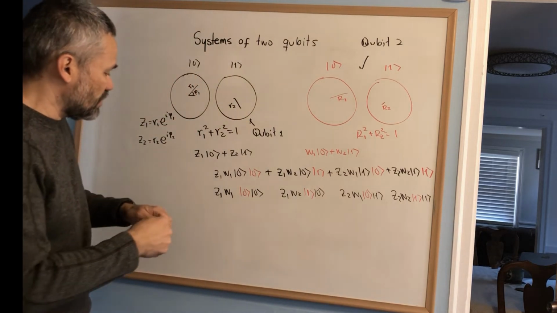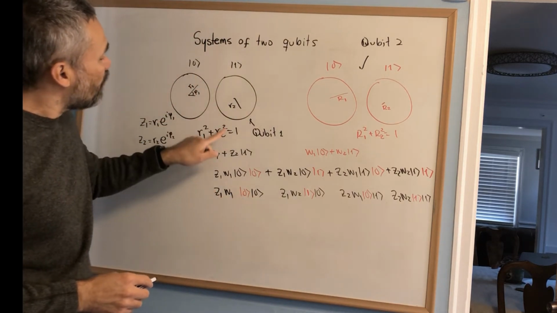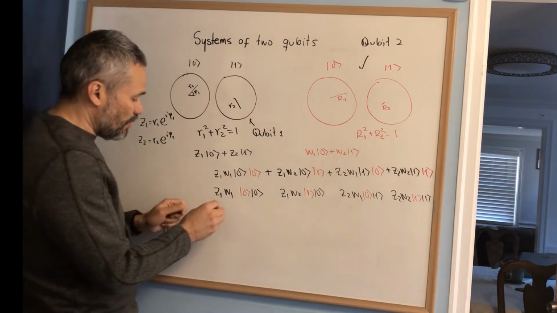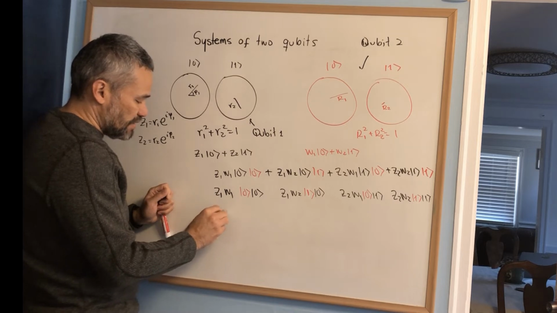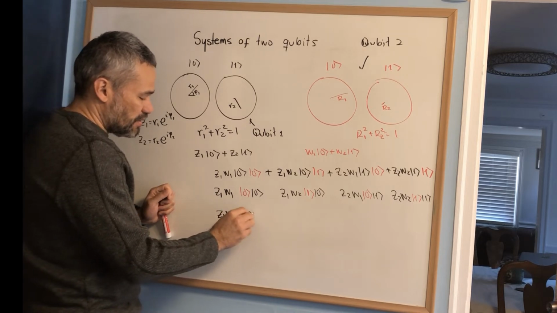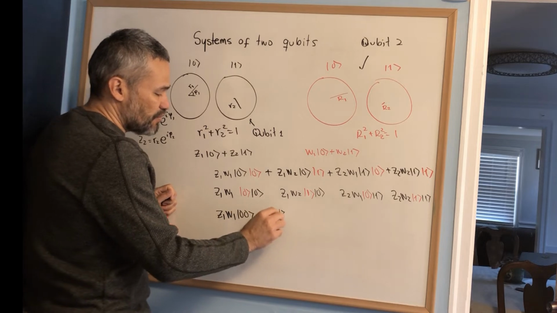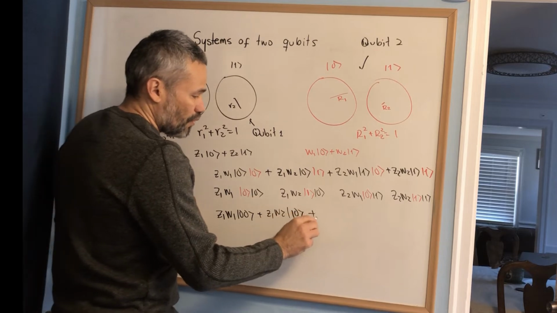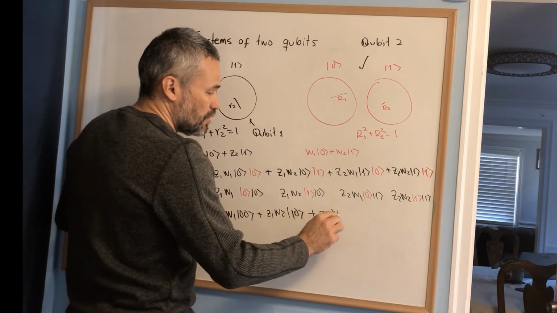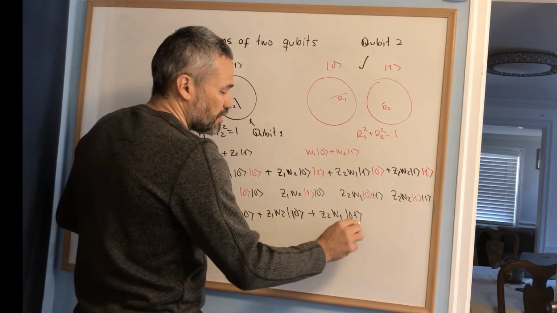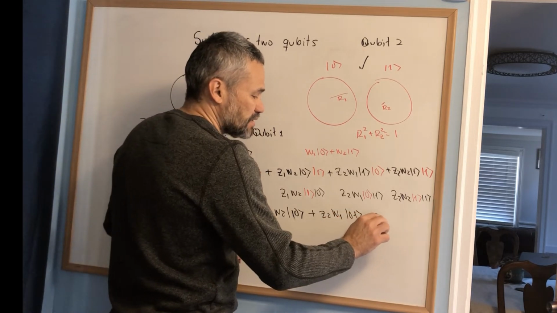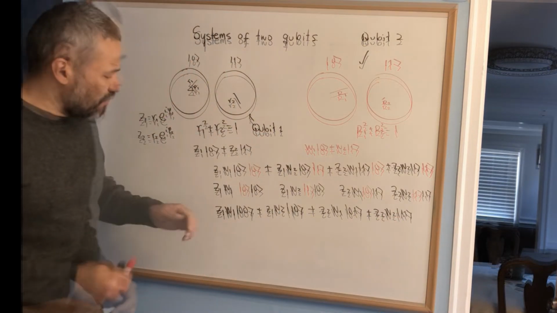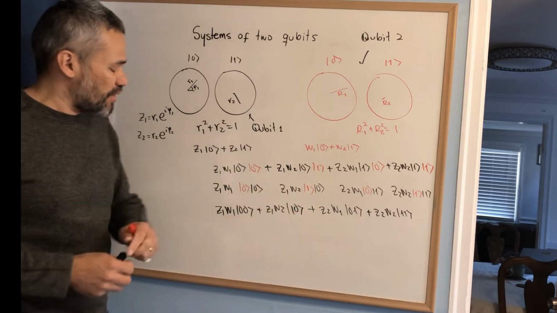Since we know the order now and we know where the information comes from, we're going to write this like this: C1 W1 0 0 plus C1 W2 1 0 plus C2 W1 0 1 plus C2 W2 1 1. We can go further and organize this information better.